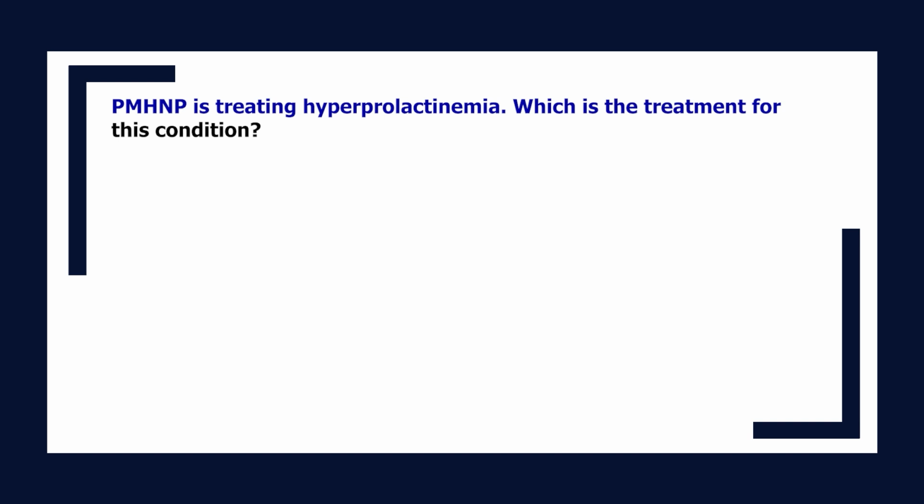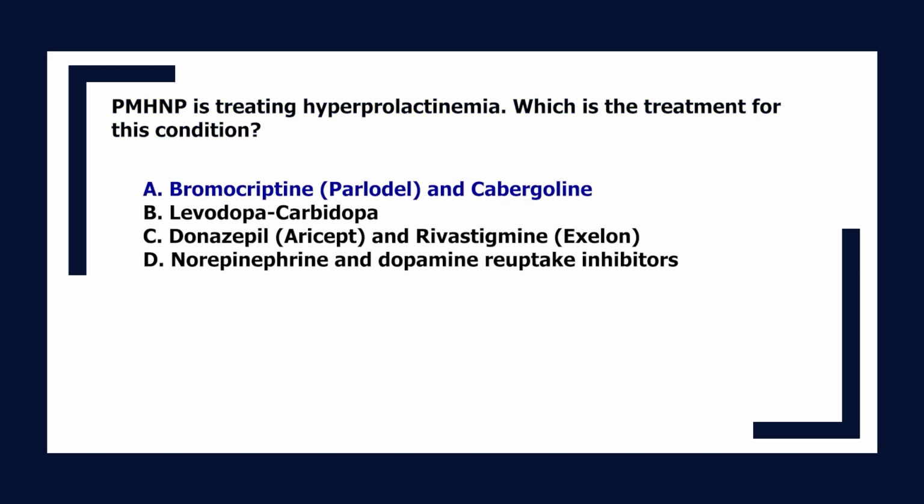PMHNP is treating hyperprolactinemia. Which is the treatment for this condition? A. Bromocriptine, Parlodel, and cabergoline. B. Levodopa-carbidopa. C. Donepezil, Aricept, and rivastigmine, Exelon. D. Norepinephrine and dopamine reuptake inhibitors. The answer is A. Bromocriptine, Parlodel, and cabergoline.